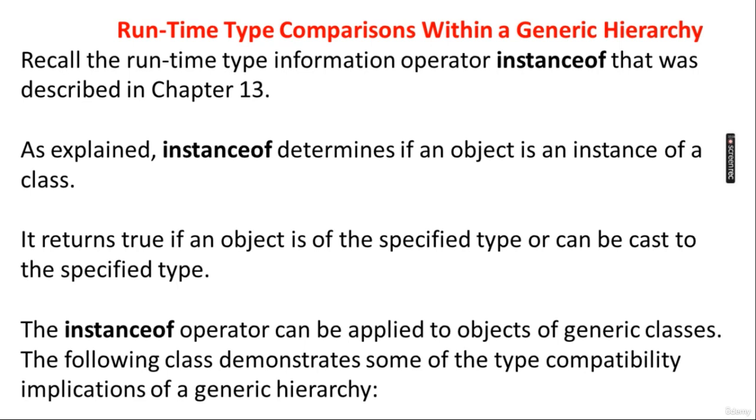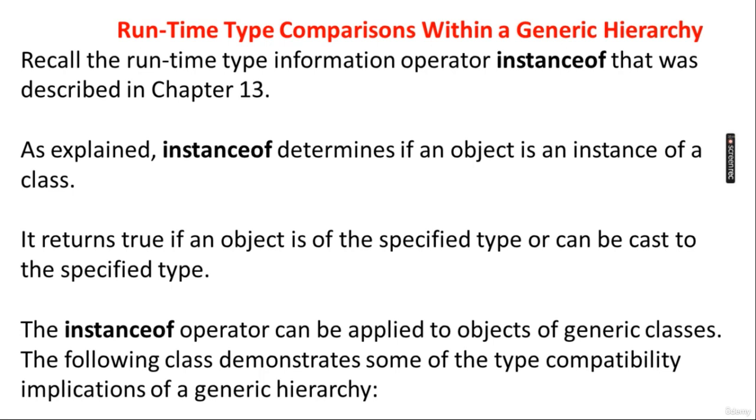The runtime type information operator instanceof was described in the previous chapters. Instanceof determines if the object is an instance of a class or not. If it is an instance, it will give you true, otherwise it will give you false. It returns true if an object is of the specified type or it can be cast to the specified type, that is, it is compatible with the specific type. The instanceof operator can be applied to objects of generic classes. The following class demonstrates some of the type compatibility implications of the generic hierarchy.